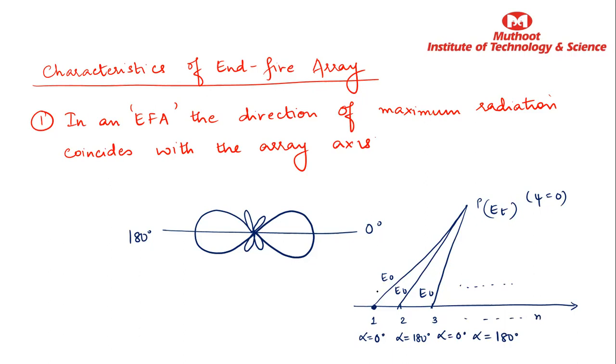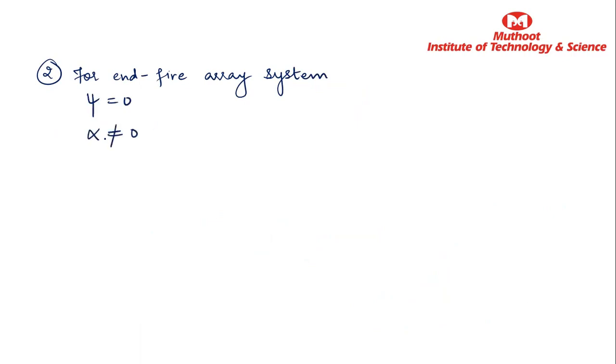So for an end-fire array system, we're looking at the characteristics. So one is the radiation pattern. Where is the maximum radiation occurring in an end-fire array? Second thing that we must know is that for an end-fire array system, your psi will be taken as 0. Alpha is not equal to 0, right? Because there is a phase difference between the adjacent elements this time. It's not like broadside. They are not same. So the phase difference, one is 0, then one is 180. So the phase difference between the adjacent sources is not the same.